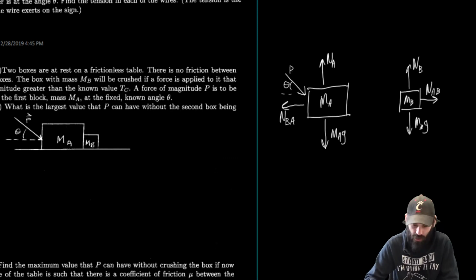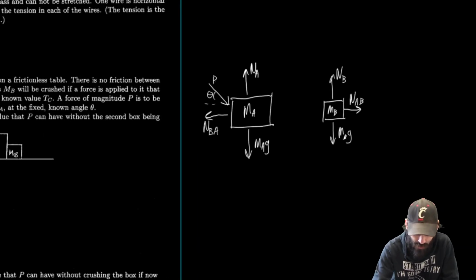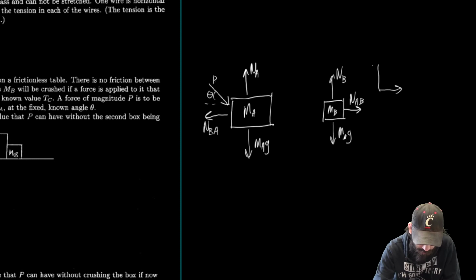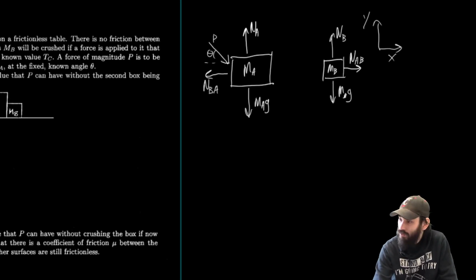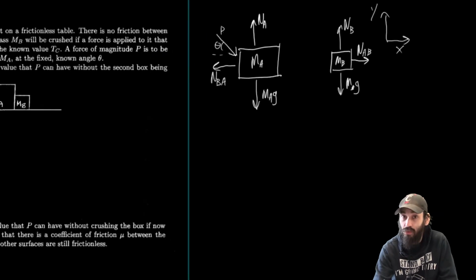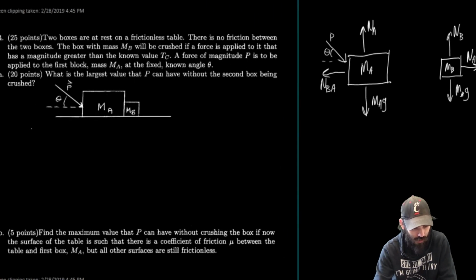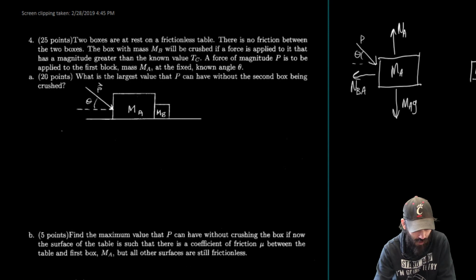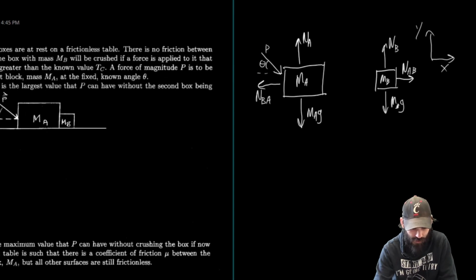So that is our second box. And we can draw some coordinate system here. Okay, so this is going to be y, this is going to be x. Now, the next thing that we can do is we can set up a system of equations that we can solve in order to find what p can have as a maximum value.